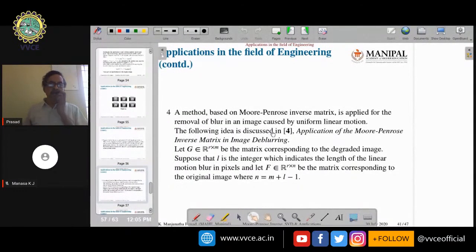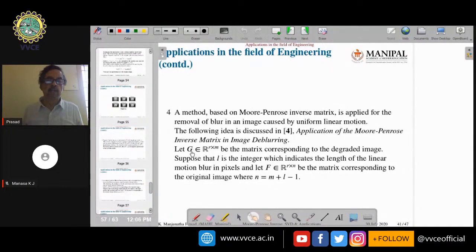Here I have one more application of the Moore-Penrose inverse. That is applied for removal of blur in an image caused by uniform linear motion. Again, this linear motion is important. The following idea is discussed in this article: application of Moore-Penrose inverse of a matrix in image deblurring.